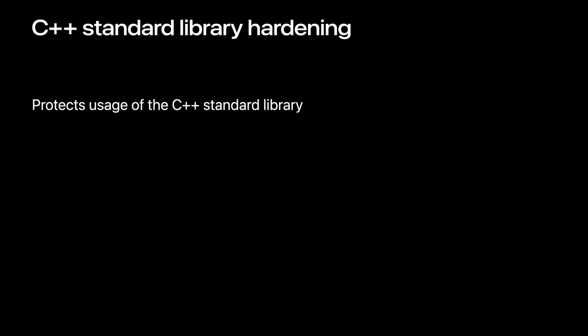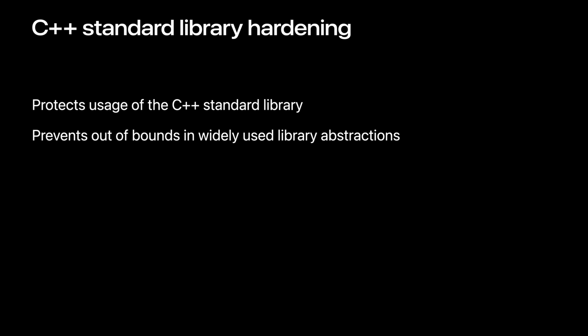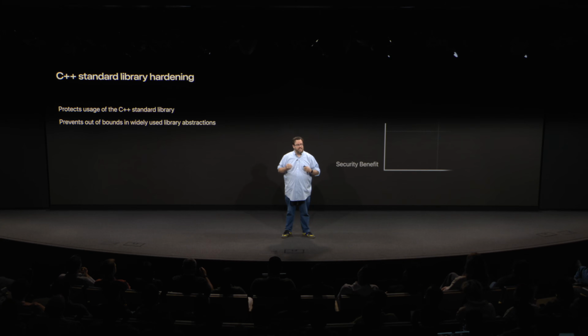Most code bases use the standard library for container classes and other widely used abstractions. C++ standard library hardening protects against out-of-bounds accesses in classes like standard span and vector. It safely traps rather than allowing for memory corruption. For code bases extensively using the standard library, hardening lies in the lower right quadrant of the security adoption trade-off. It's very easy to adopt and provides solid protection.